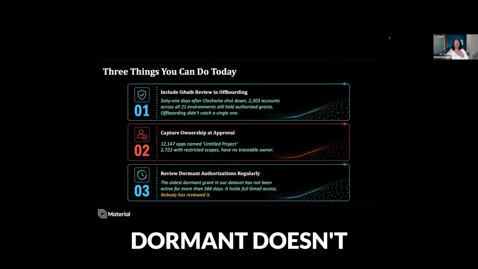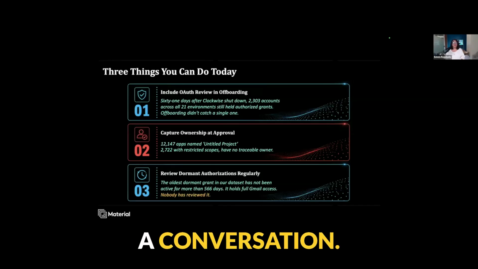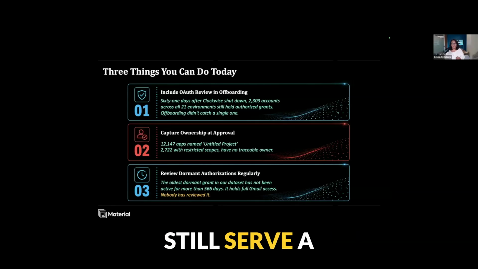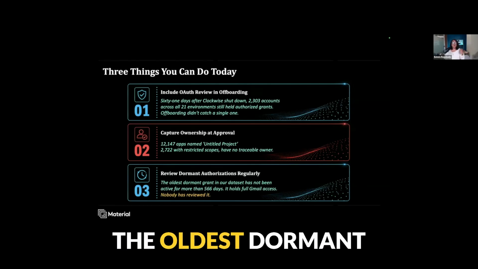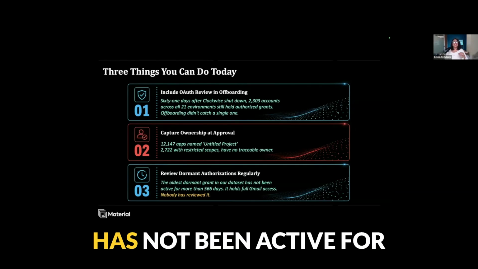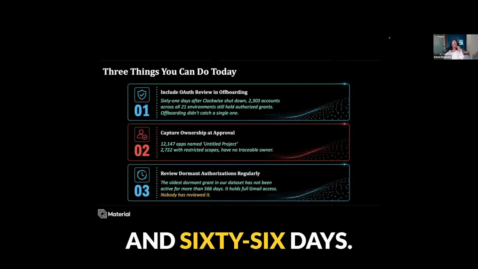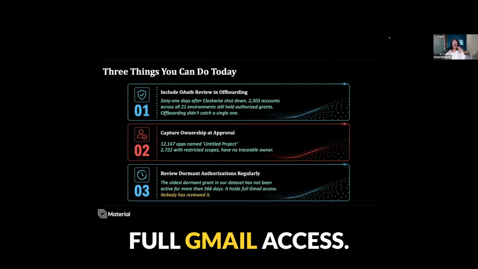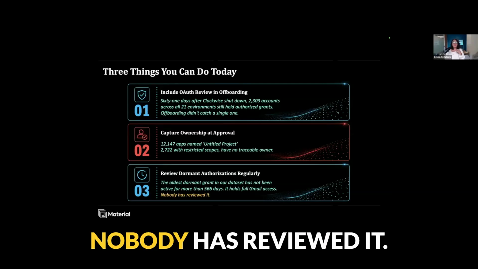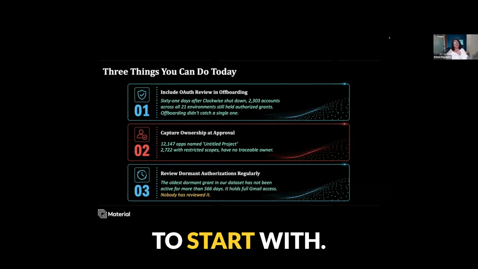Dormant doesn't automatically mean unnecessary, but it should prompt a conversation. Does this application still serve a business purpose? Has anything changed since we first trusted it? The oldest dormant grant in our dataset has not been active for more than 566 days. The application it belongs to has full Gmail access. Nobody has reviewed it. 90 days is a reasonable threshold to start with.